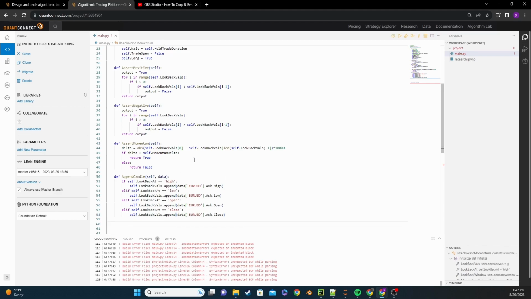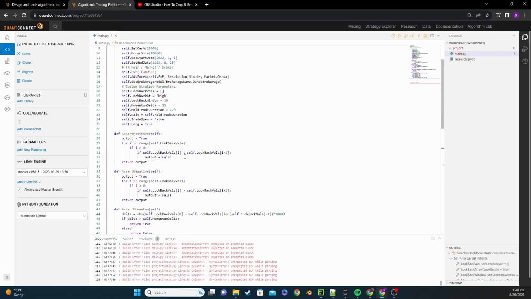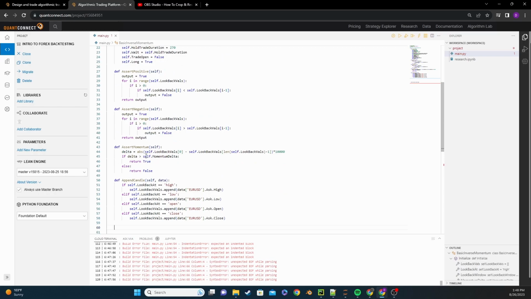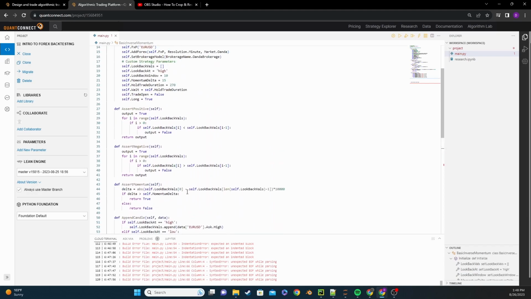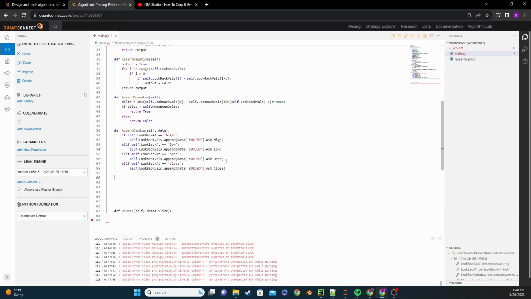So this is all great. We can say that the momentum is positive, say it's negative. We can define if there is enough momentum. We can collect our data. Is there anything else that we might want before we launch this strategy? Anything we can think of?